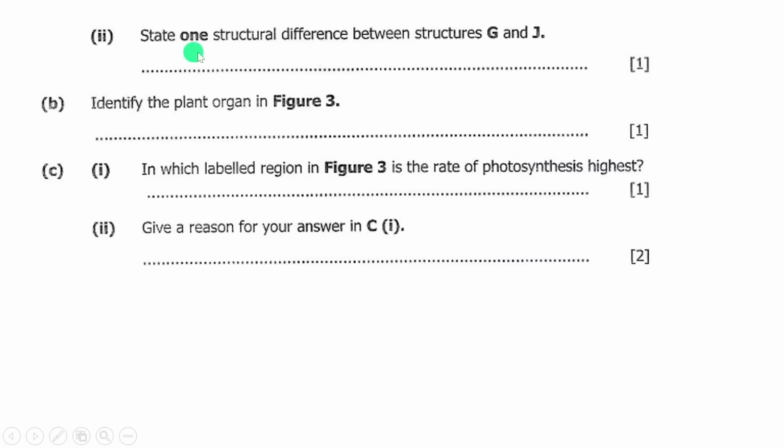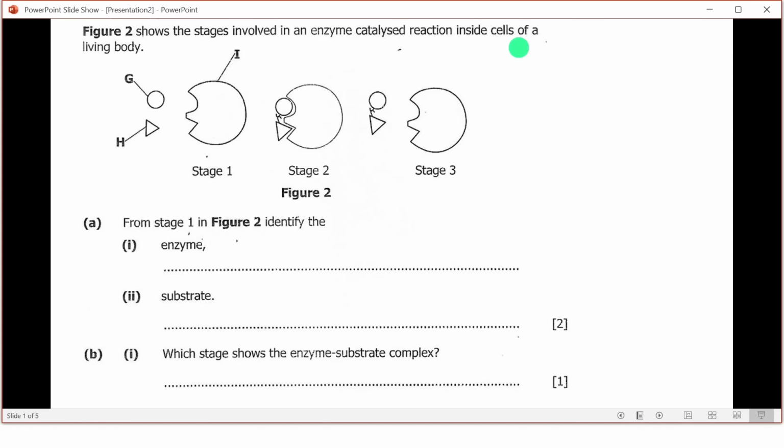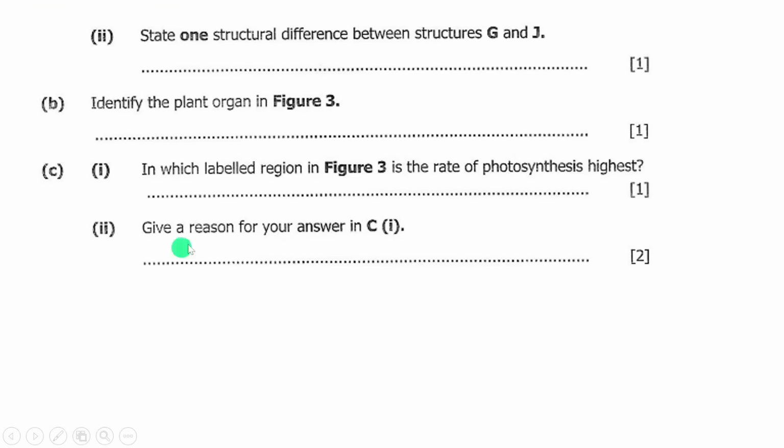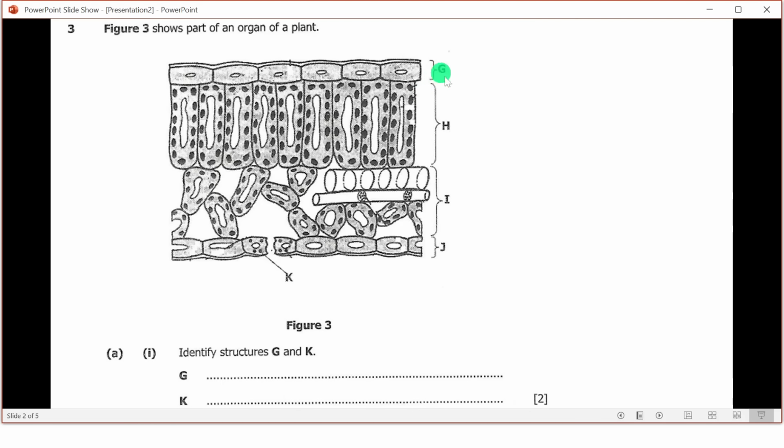Then part 2 says state one structural difference between structures G and H. So we need to know one structural difference between G and H. What one structural difference can we see between these two? Is it G and H? Let me check. Yeah, between G and J. I mean, state one structural difference between structures G and J. It is between G and J here.